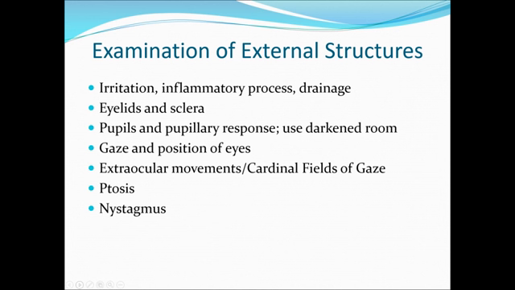You want to note the pupils and the response using a darkened room. Is PERLA intact? Are pupils equal, round, reactive to light, and accommodation? You want to pay attention to the gaze and the position of the eyes. Are they symmetrical? Do they move in conjunction with each other? Assessing those extraocular movements or cardinal fields of gaze. As they're following your finger, are those eyes moving nice and smooth together, or are you seeing some jagging, nystagmus? Okay, is there ptosis? Do you see any type of eye droop or eyelid droop?